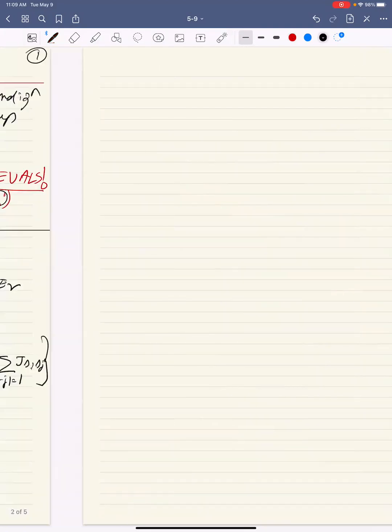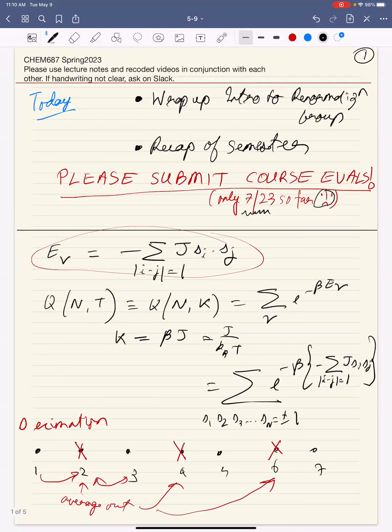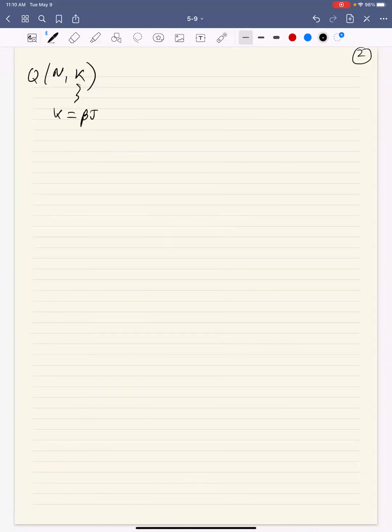So when we average the even spins out, we started with capital N spins, and we are left with N/2 spins, right? And the relation that we showed was as follows. We showed that Q of N, K, and again, to remind you, K is nothing mysterious. K is just beta multiplied by J. So it takes care of the temperature, it takes care of the interaction parameter. And you'll see why it matters.